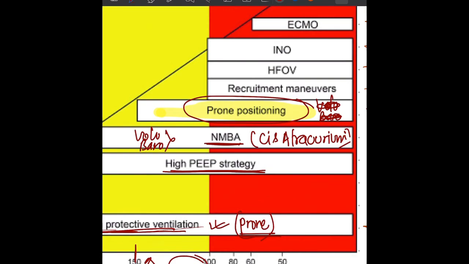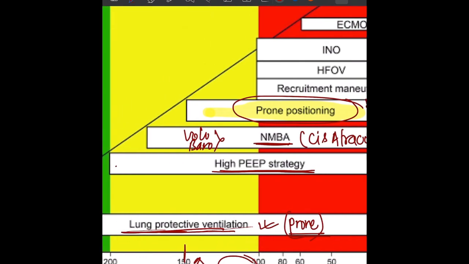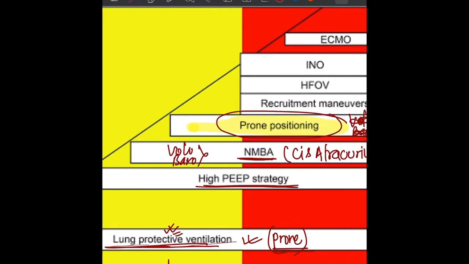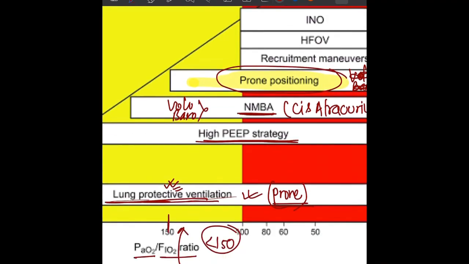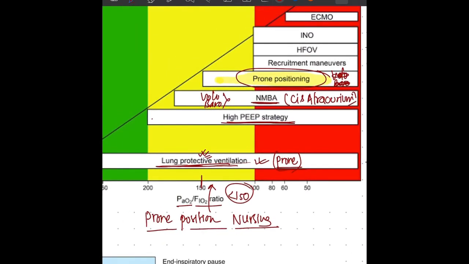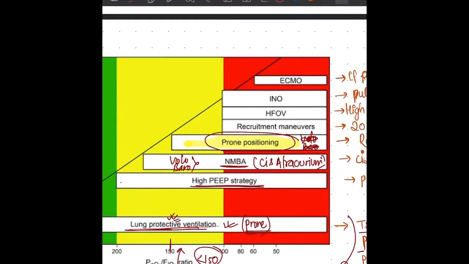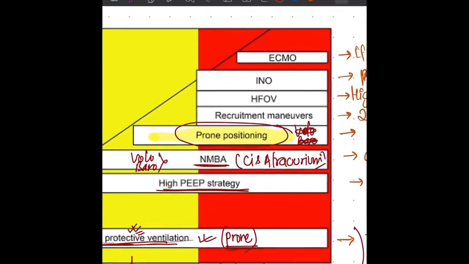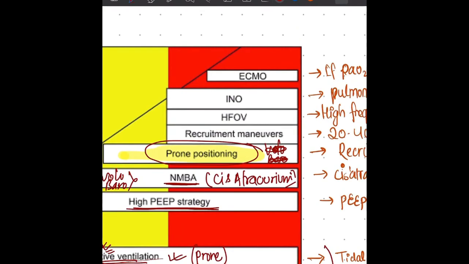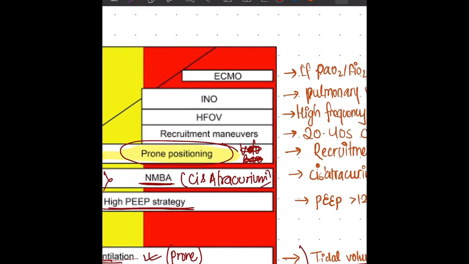So if you use a neuromuscular blocking agent, there is complete respiratory paralysis, and hence after complete respiratory paralysis, the same endotracheal tube ventilation will work much better because there is no more any resistance offered by the contracting muscles. So neuromuscular blocking agent can be added if the PaO2 by FiO2 ratio is further falling. And after that, if the PaO2 by FiO2 ratio is further falling in ARDS, then recruitment maneuvers can be done.